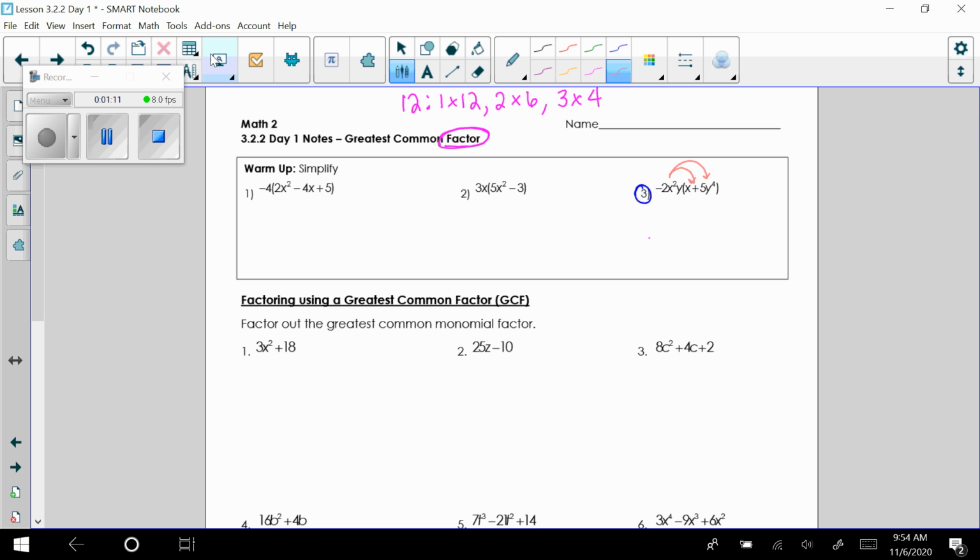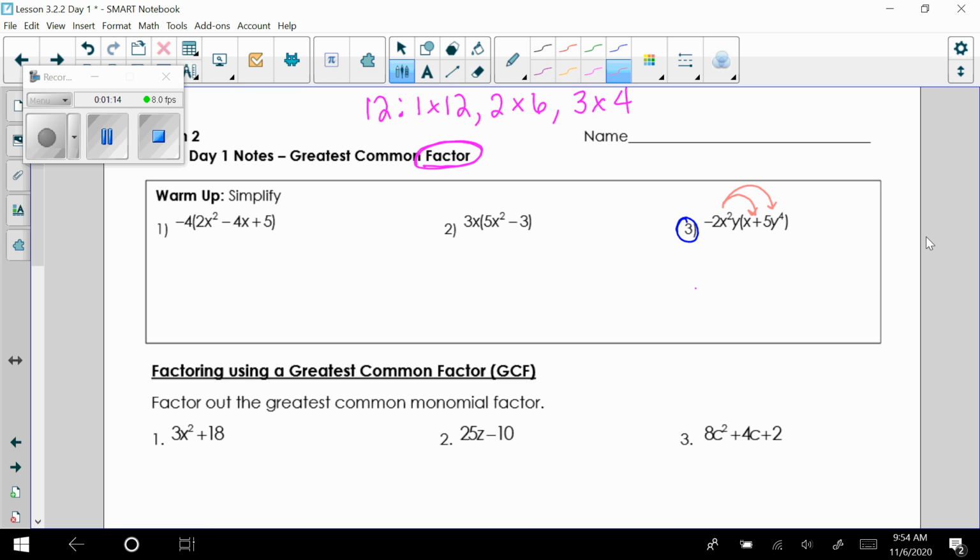So x doesn't have an exponent there. However, you can draw in an invisible 1. So invisible 1 right there. And we're going to add the exponents together. So we would have negative 2. 2 plus 1 would give us x cubed. And then we have the y. And then negative 2 times 5 would give us negative 10. We have the x squared, and then y to the first times y to the fourth. When you add those together, you would get y to the fifth. So that would be your final answer of the polynomial multiplied together.